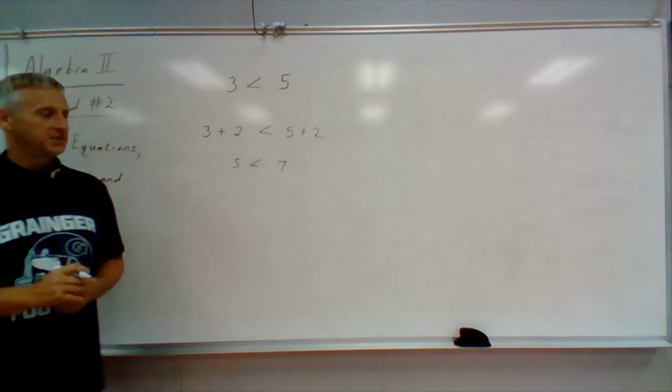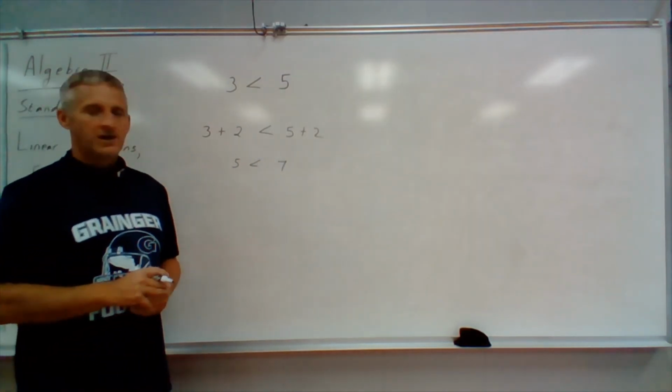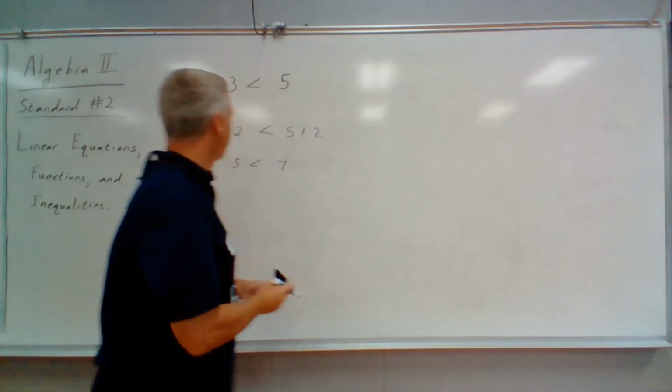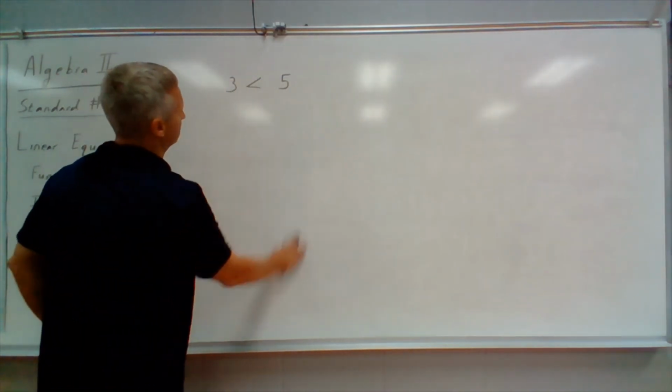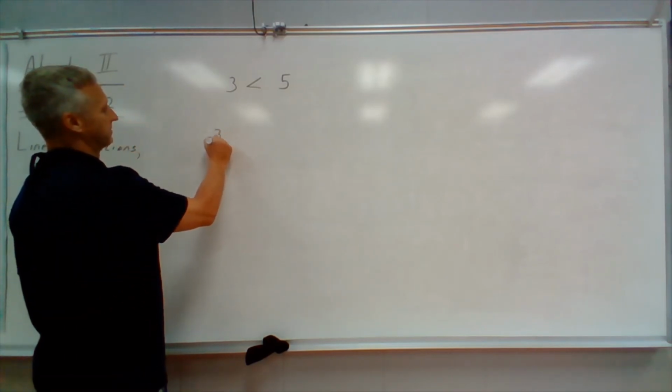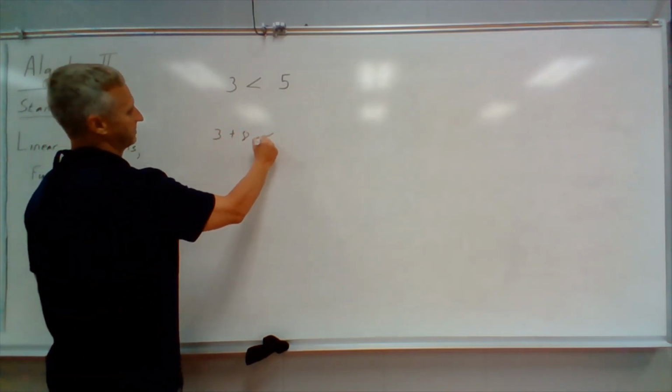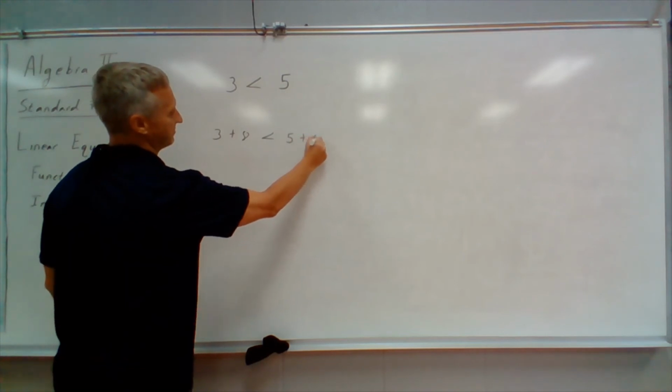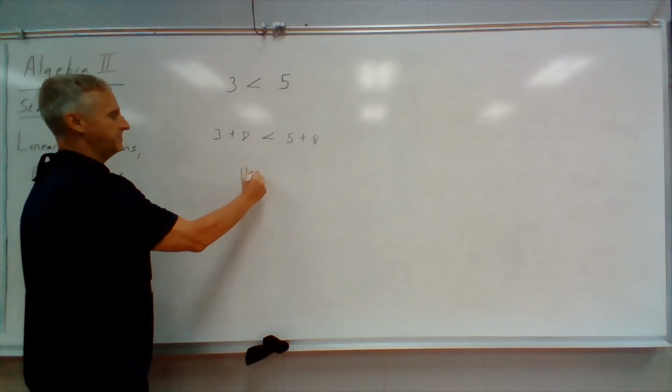Let's imagine something else. Let's say we add 8 to both sides. So 3 plus 8 is less than 5 plus 8. 3 plus 8 is 11. 5 plus 8 is 13. 11 is still less than 13.